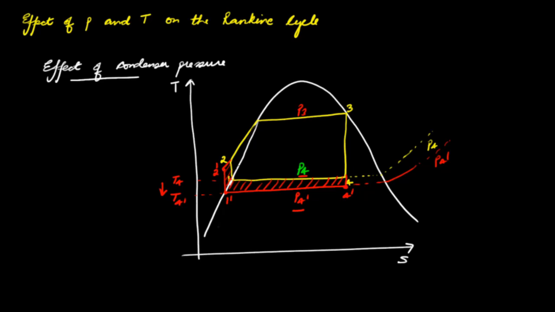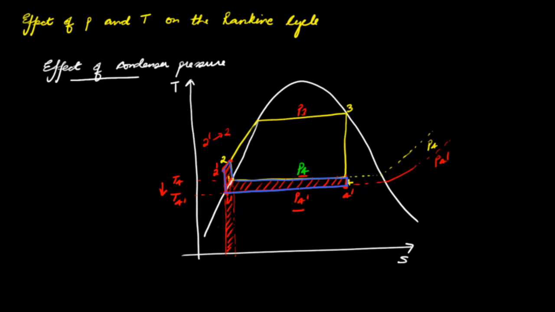Whereas if we look at the amount of heat that is added, the increase in the amount of heat that is added is this area under 2 prime to 2 states. This is the increase in the heat added to the working substance if we reduce the pressure, and this area is the increase in work that is done upon reducing the condenser pressure. So these two areas are roughly equal.